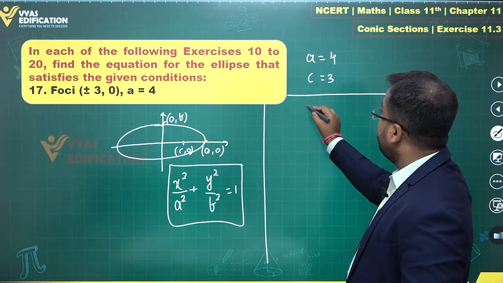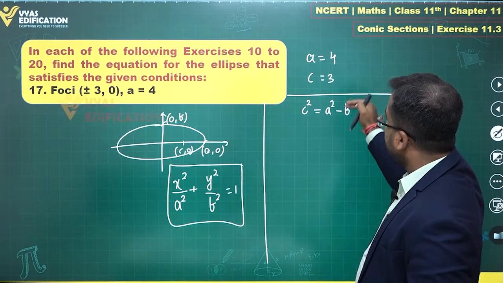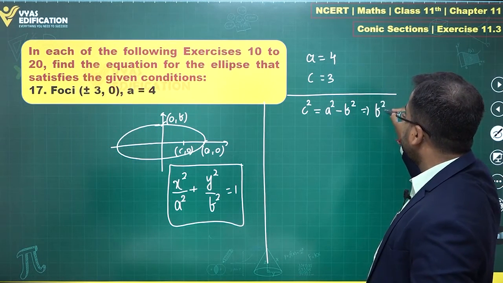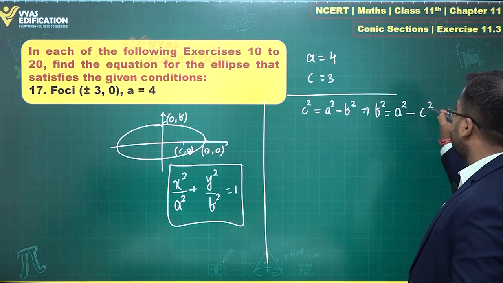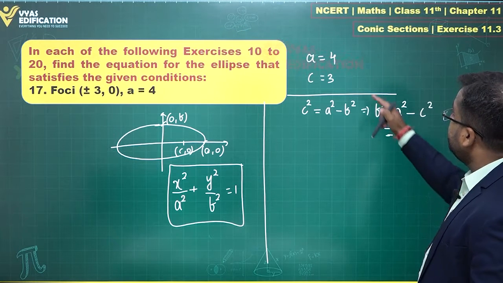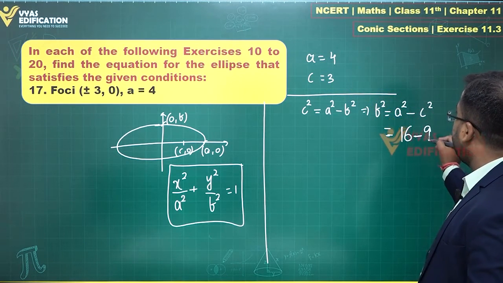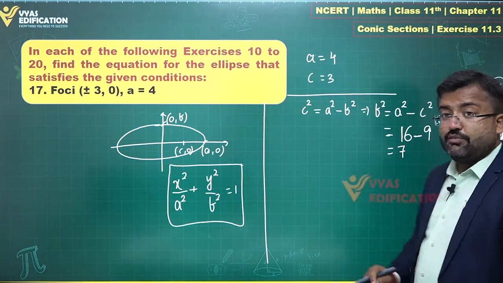Using these two and this condition, I can find b square easily. This is a square minus c square. And what is a square? A square is equal to 16. What is c square? C square is 9. This becomes 7. Okay, so b square is 7.